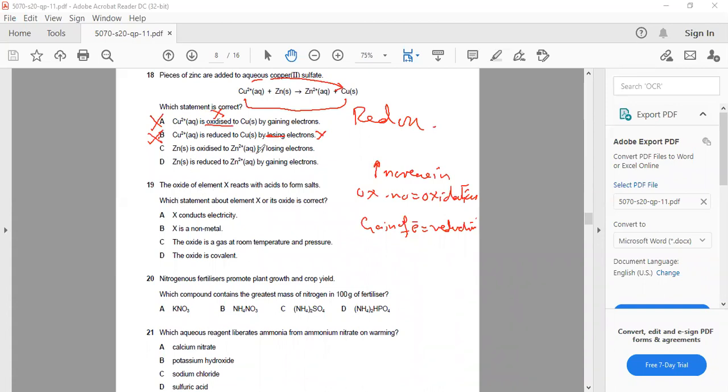Zinc is oxidized to zinc plus 2 by losing electrons. Yes. Zinc is 0, zinc is plus 2, so it has lost 2 electrons. Why is D wrong? Zinc is reduced is wrong. Zinc to zinc plus 2 is an increase in oxidation number, which means oxidation. Okay, C is the answer.